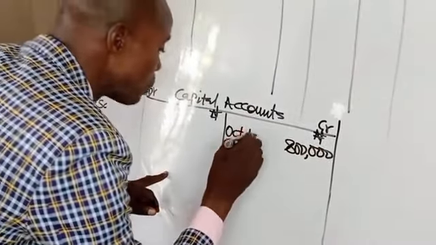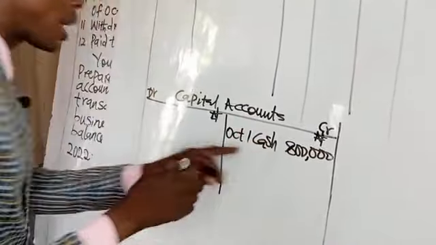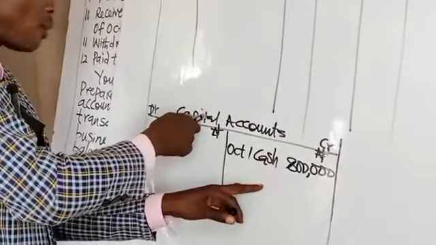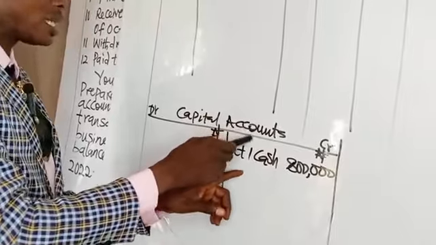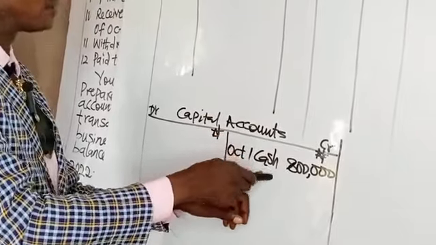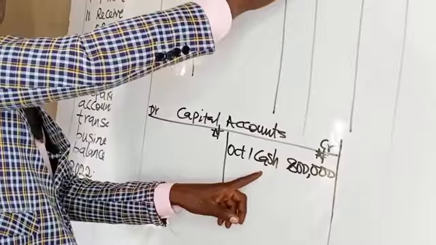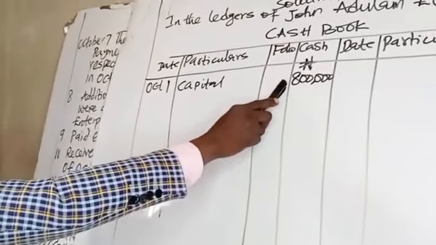So in your narration here, you put cash. It doesn't mean you are crediting cash. No, it is the title of the account that has been credited. So it is the capital account that has been credited, not cash. So the cash account has been debited here, while the capital account has been credited. Back to the question.